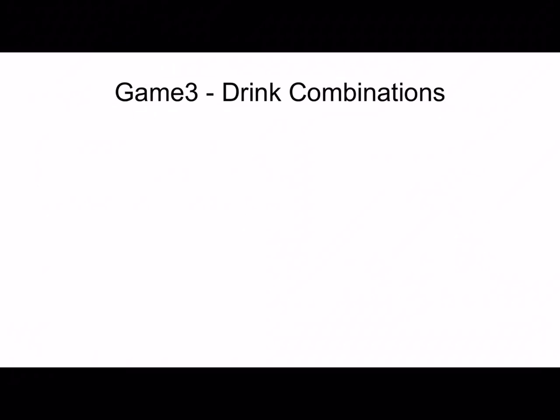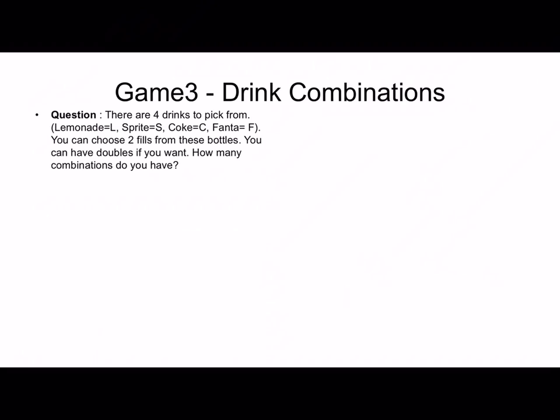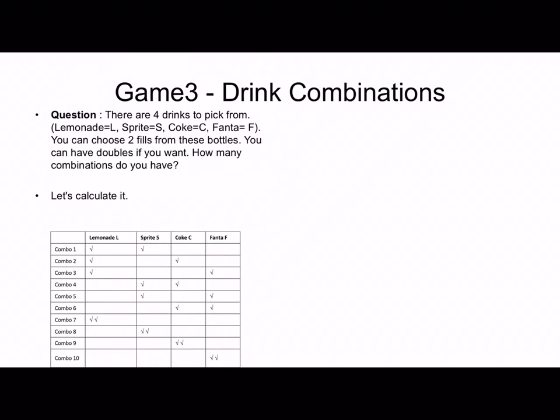This is my third game, drink combinations. So this is the question. There are 4 drinks to pick from. Let's say that they are lemonade, Sprite, Coke and Fanta. You can choose 2 fills from these bottles. You can have doubles if you want. So how many combinations do you have? Let's calculate it. So for my first combination, I might choose lemonade and Sprite. And if I list out all the combinations that I can have, I'll actually have 10 combinations.